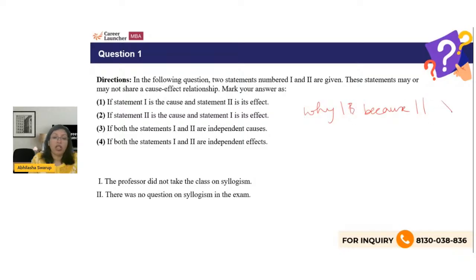But this is not happening. But if I ask why 2, why was there no question on syllogism in the exam? Because the teacher had not taught it. So therefore 1 is the cause and 2 is the effect. So answer will be A, 1 is the cause and 2 is the effect. And see how simple it is.